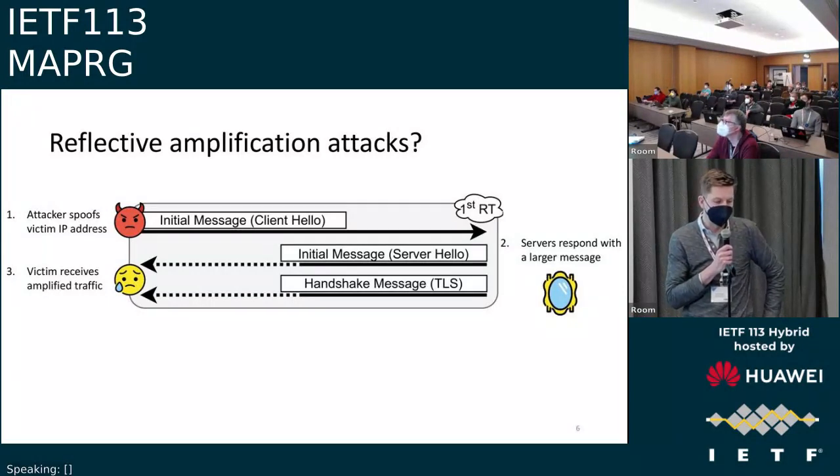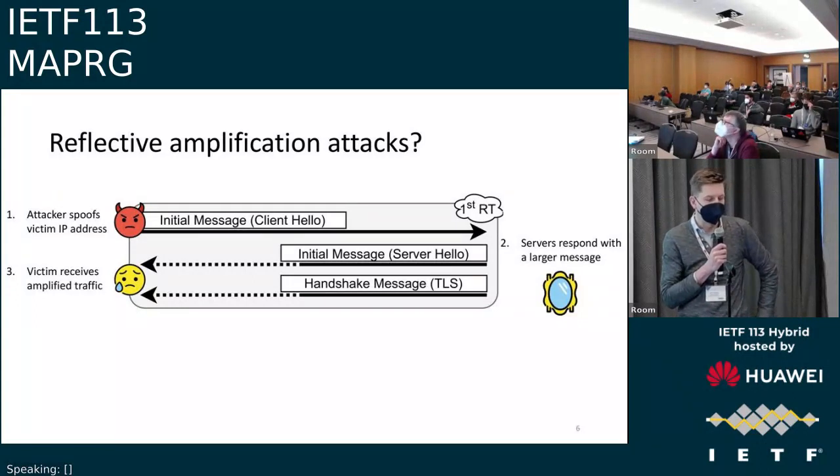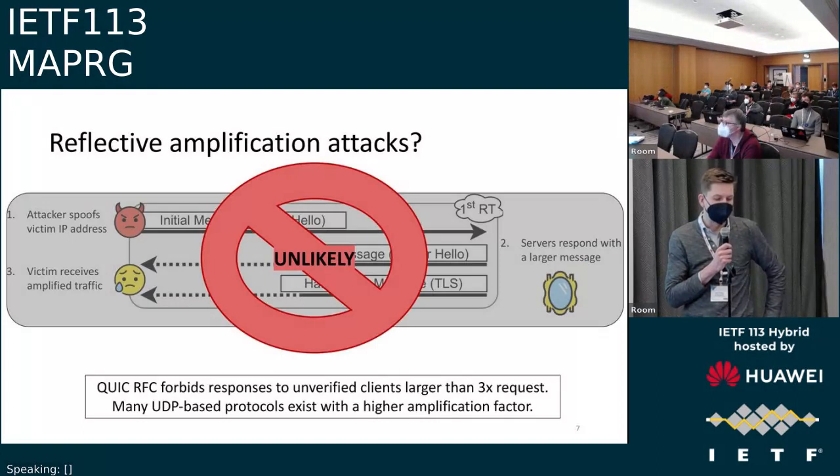What is the idea here? The attacker sends an initial message to a server, but uses a spoofed source address. And the server will reply to the spoofed source address. And instead of sending one packet, it will send two packets. So the server actually reflects and amplifies the initial message. The question here is whether this is a likely attack. And the answer is it's rather unlikely.